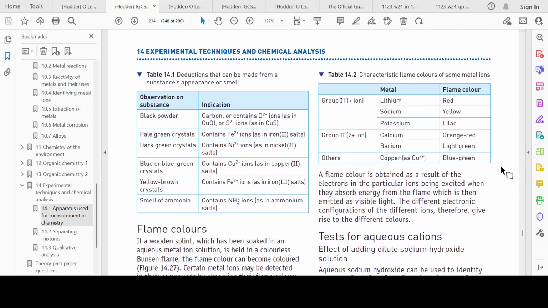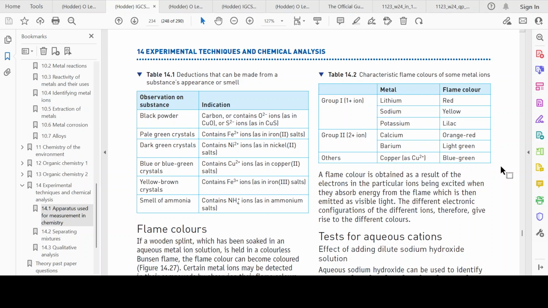And so here's a table, right? Group 1 ions, so they have a charge of +1 only. If you've got lithium, it will be red, sodium will be yellow, potassium will be lilac. Group 2 ions, calcium will be orange red, barium will be light green, and copper, which is a transition metal, will have a blue green flame.